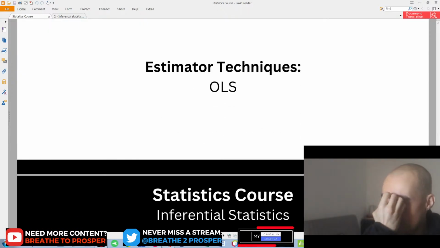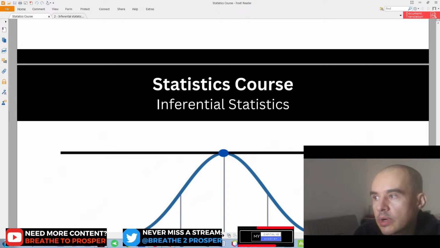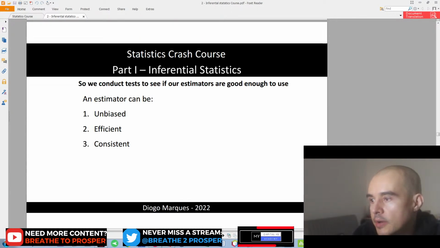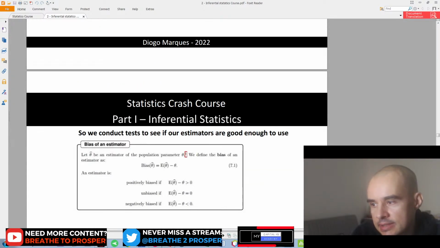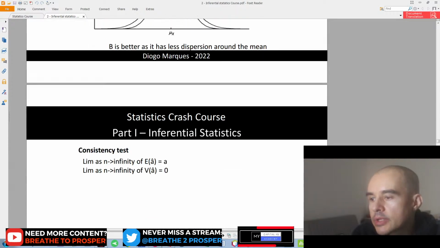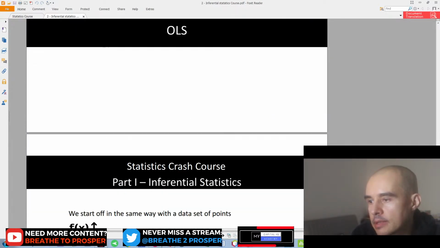Okay, so we have all sorts of techniques to estimate. We have a bunch of them. The first one is called OLS. The second one is MLS, and the third one is MME. Let's look through these in more detail. So we saw that an estimator needs to be unbiased, efficient, and consistent. We saw about the errors. Now let's talk about the OLS.